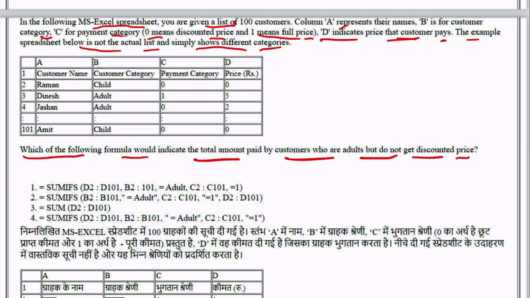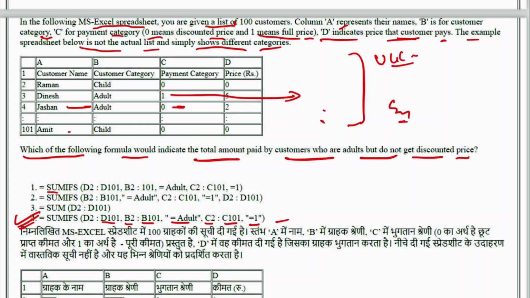get discounted price? So adults are here who get discount, okay, and so only one is there, and who do not get discount, this is Dinesh. So you mention SUM, then IFS in the formula, then D2:D101, B2:B101, adult, C2:C101 equal to 1. This would be the formula. 4 is the answer. I don't think they should ask this type of questions from students of UGC NET. What you are trying to actually get out of these Excel sheet formulas.